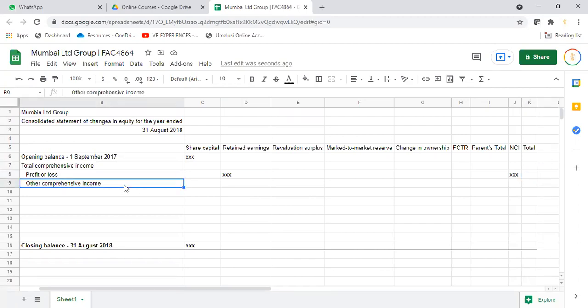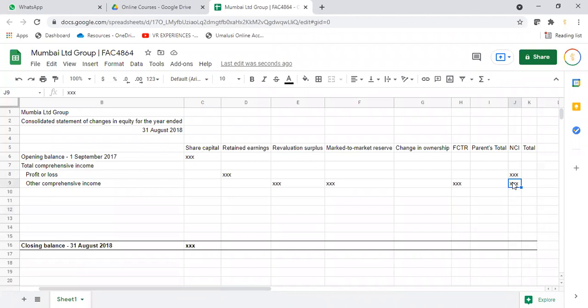Then we have other comprehensive income, and here you must be very careful. Other comprehensive income can have different line items. If you have other comprehensive income relating to revaluation surplus, then the parent's portion relating to revaluation surplus must be over here. The parent's portion relating to mark-to-market reserve must be over there, and the parent's portion relating to FCTR, which goes through other comprehensive income, will be over here. The NCI's portion will always be over there. NCI is fairly straightforward. Once you have the income statement numbers sorted, NCI's totals for profit or loss and other comprehensive income will just come in over there.